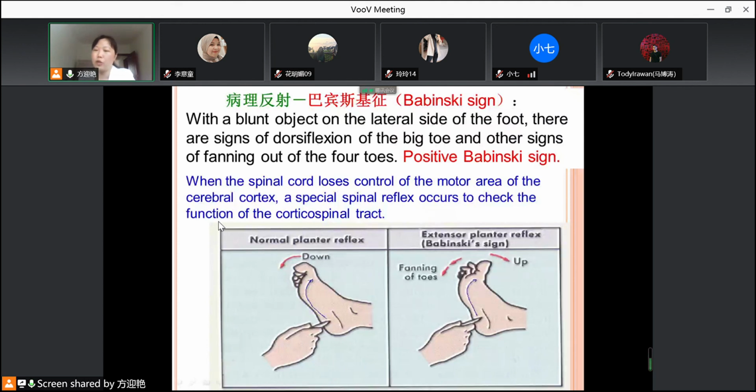So if you write the disease history as a doctor, you should know what the Babinski sign is and how to do it. If the big toe goes up and the other four toes fan out, it means a positive Babinski sign. Do you understand?